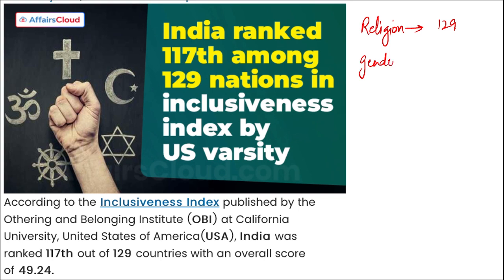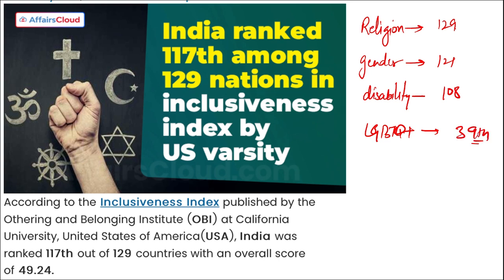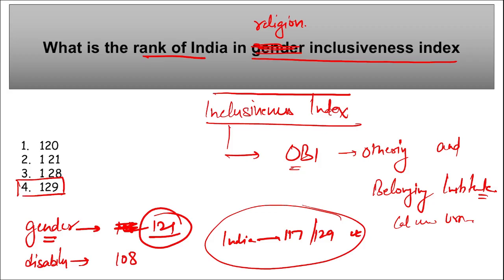If we are talking about the gender inclusiveness index, the rank of India is 121st. Then if we are talking about the disability inclusiveness index, the rank of India is 108, right? Then if we talk about the LGBTQ plus inclusiveness index, then the rank of India is 39th. Correct? Then who topped this inclusiveness index? Here we saw the rank of India in the inclusiveness index is 117. So who topped this? It was topped by New Zealand. Correct? Followed by Portugal in second and Netherlands in third position.